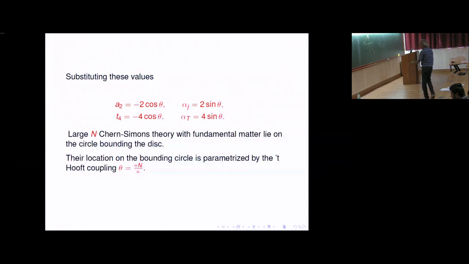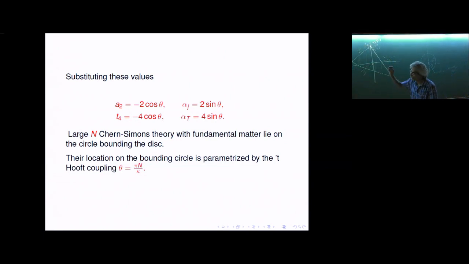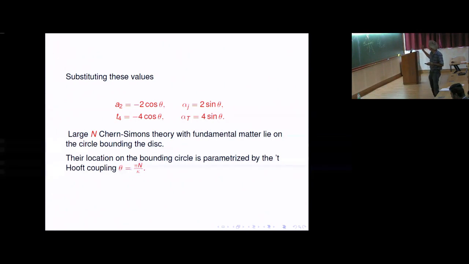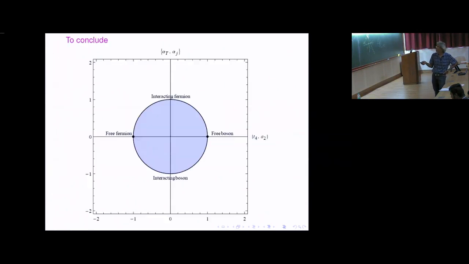They lie on the boundary of the circle. And the angle is actually the 't Hooft coupling. I mean, a particular theory lies on that particular point in the disk, a particular value of the 't Hooft coupling. So in fact, this is the picture. All theories in 2+1 dimension of this kind have to lie in this parameter space.